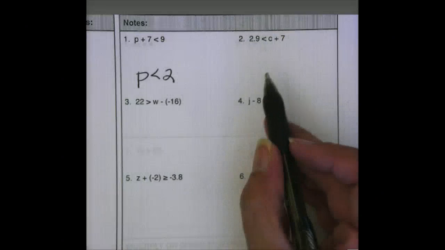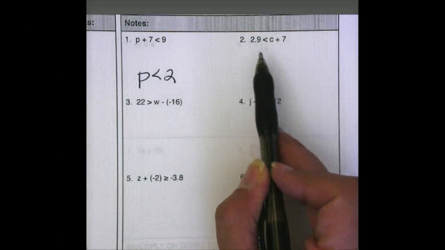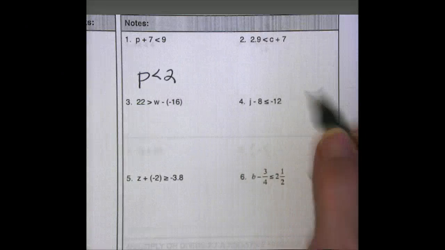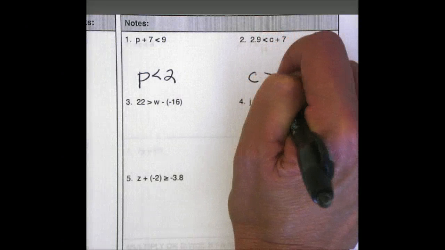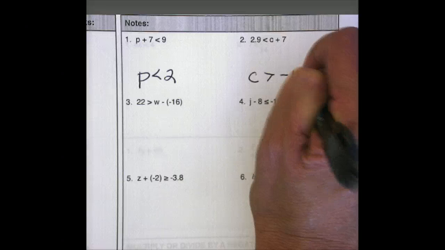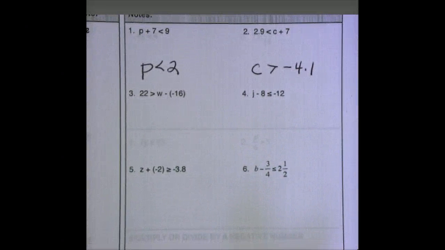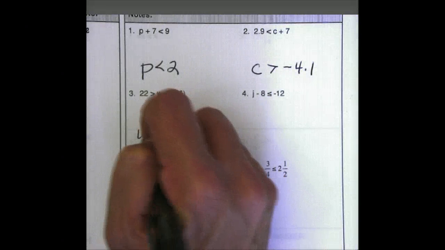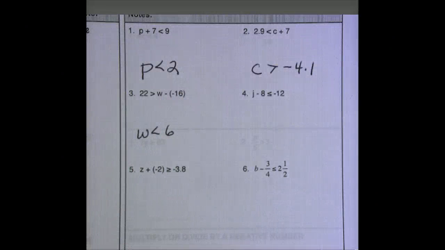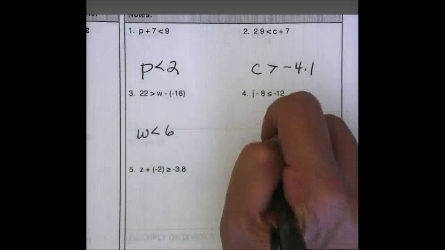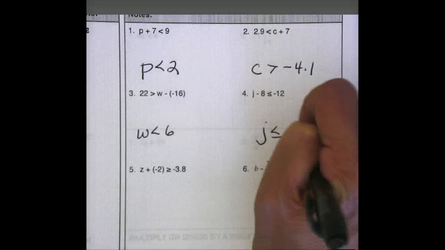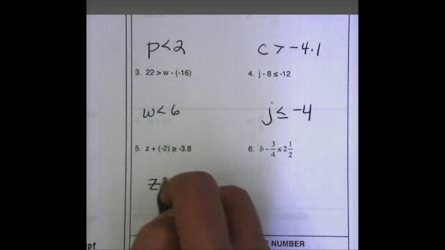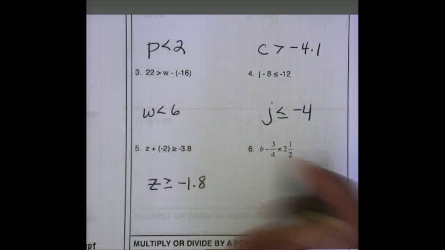On number 2, remember that you've got a variable on the right, so you're going to have to switch it to the left when you get finished getting your solution, not before that. And so your answer is going to be c is greater than negative 4.1. Number 3, again, you've got a variable on the right that you'll change to the left after you get your solution, and you're going to get w is less than 6. Number 4, the answer should be j is less than or equal to negative 4. Number 5, when you get your solution, it should be z is greater than or equal to negative 1.8.